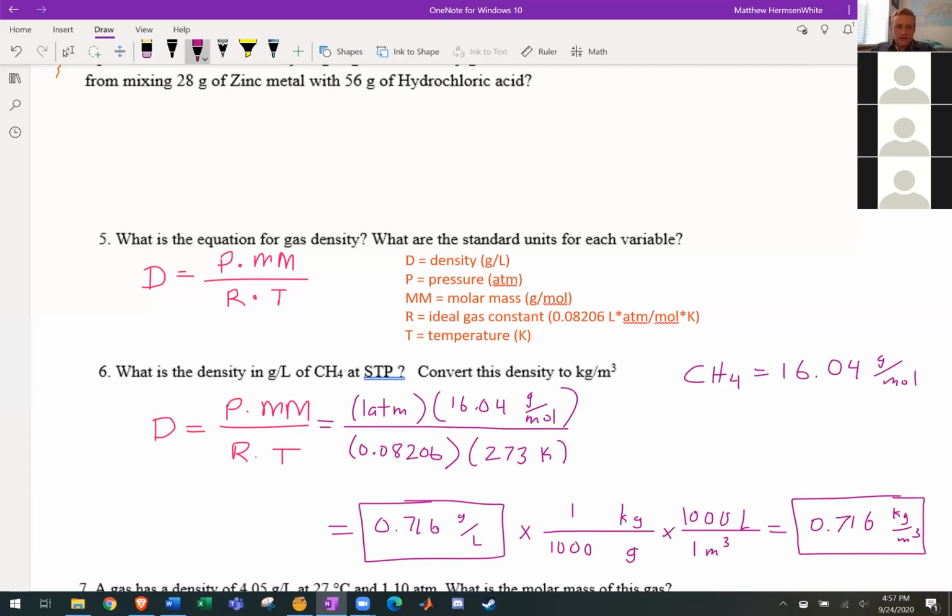So gas density, not too difficult. Most of the problems are going to be just like this. What questions do you have on gas density or on anything else for the worksheet today?